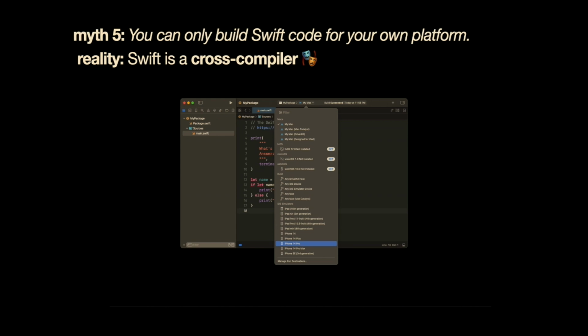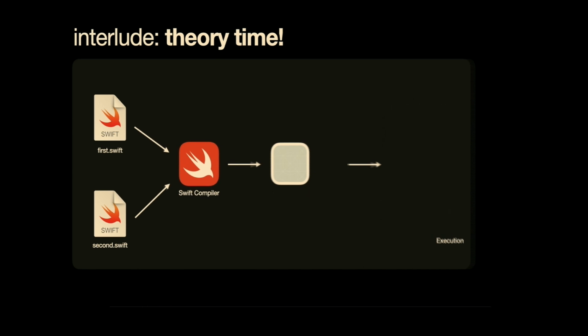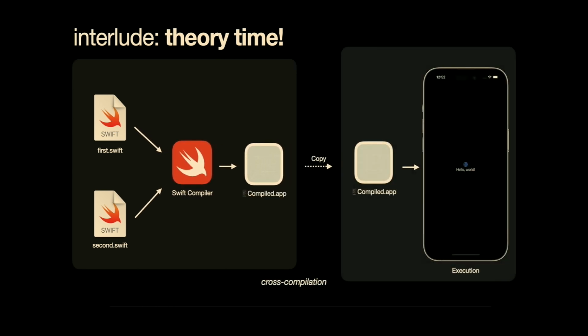And I want to actually have a brief interlude here. Let's look at some theory, okay? So when you're compiling Swift apps, typically what you do is you take your Swift files, you pass them through the Swift compiler. There's some intermediate steps in that, but you get out this compiled app and you run it on your machine, right? This is kind of what I showed as well on the Linux and Windows demos. With cross-compilation, what you're doing is you're producing an executable that is targeting a different platform.